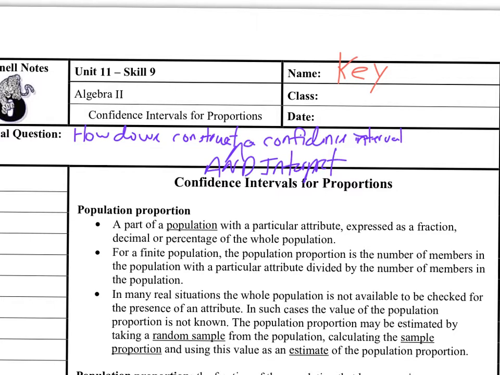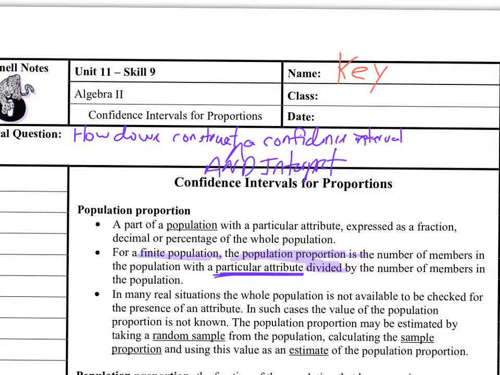The population proportion is a part of the population with a particular attribute, expressed as a fraction, decimal, or percentage of the whole population. So it's a part over a whole. For a finite population, the population proportion is the number of members in the population with a particular attribute divided by the number of members in the population. So the number of people that like the color purple divided by the total number of people.